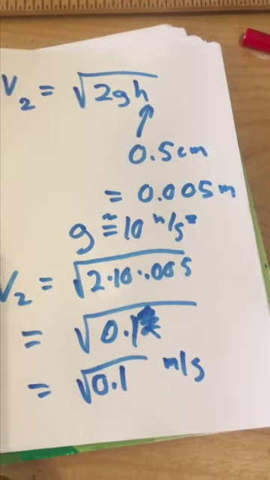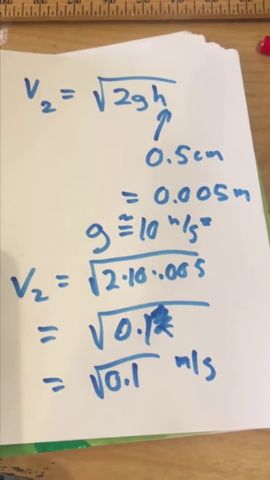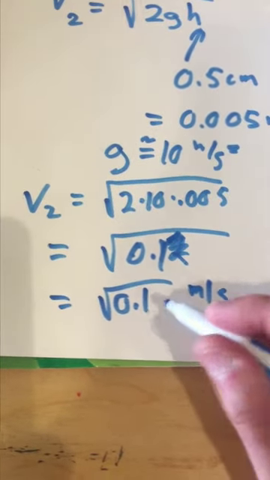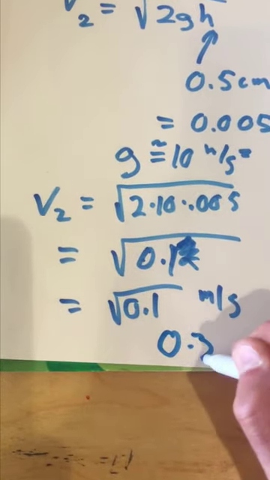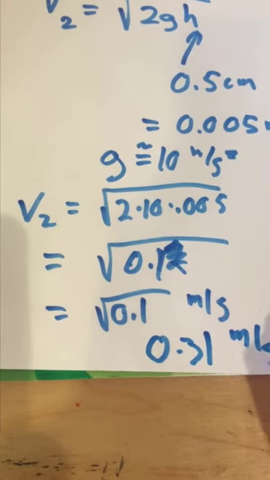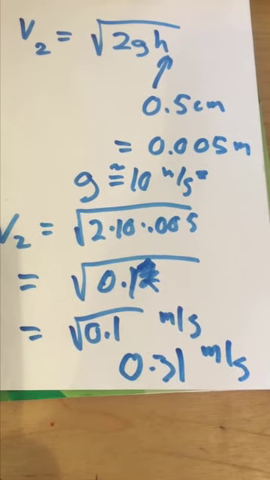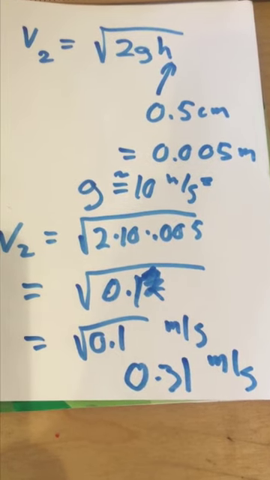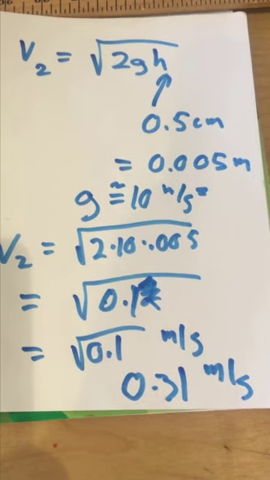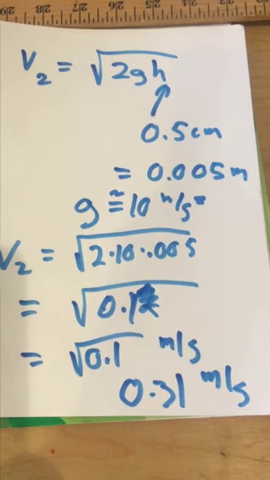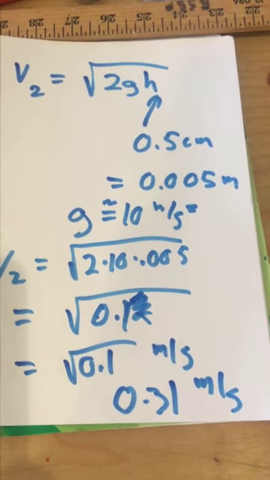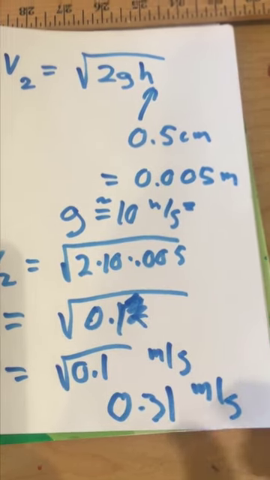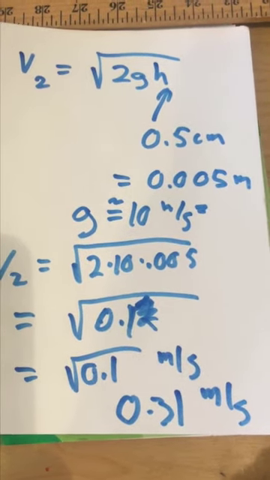So let's use Excel and find what the square root of 0.1 is. Okay, square root of 0.1 is 0.31 meters per second. All right, so we would expect our cart to be moving at 0.31 meters per second when it drops that half centimeter along the ramp. So that's how fast it's moving on the ramp, just by knowing how far vertically it drops as it's moving along the ramp.